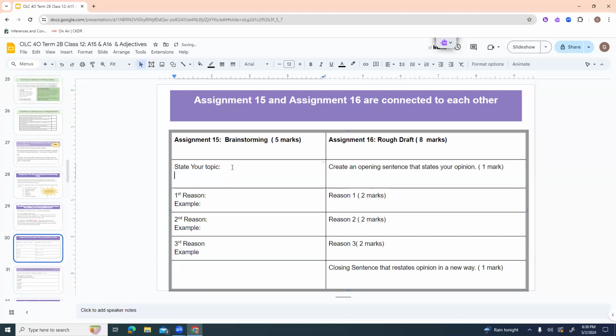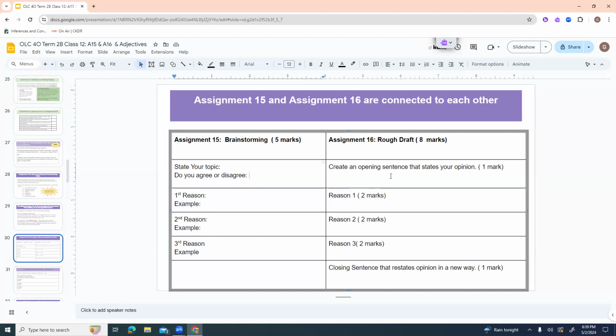And then tell me, do you agree or disagree? That's all you have to do. Copy the topic, tell me whether you agree or disagree. And then tell me one reason and give me an example. Tell me a second reason, give me an example. Tell me a third reason and give me an example.